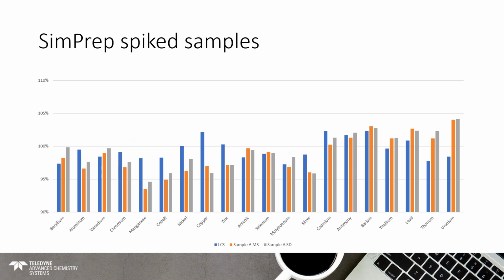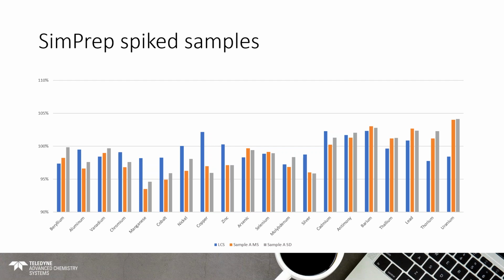Here we have our lab control sample, and then the sample itself, matrix spike and spike duplicate, looking at the sample recovery percentages. Everything came back between 90 and 105%, which easily meets the EPA 200.8 criteria for all of those.